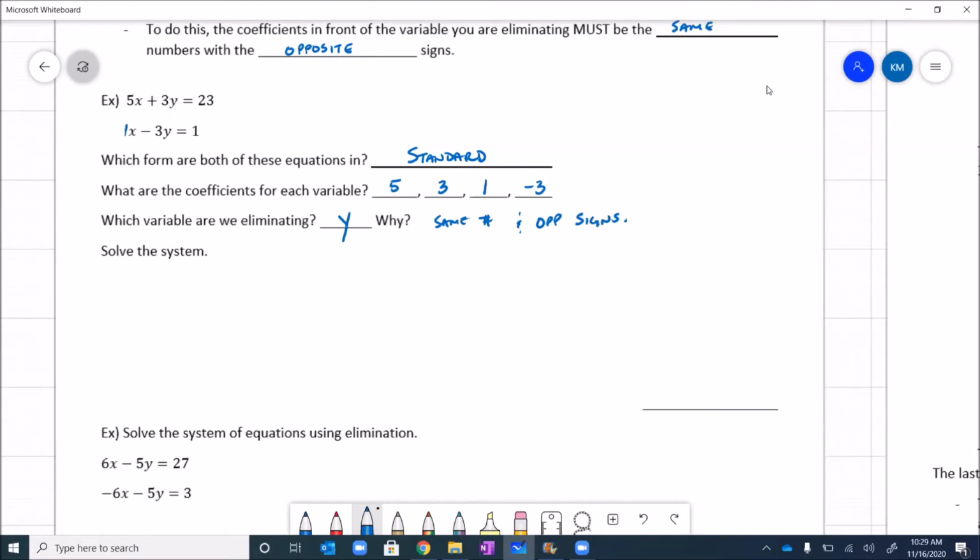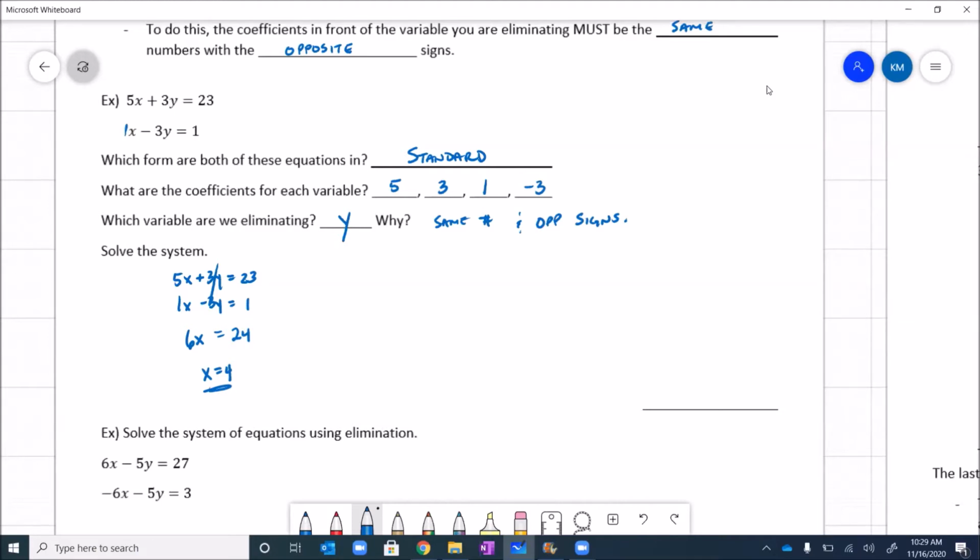So let's solve the system. Here's how it works. When we have the same number and opposite signs, we are able to add these two equations together. And when we add these equations together, 5x plus 1x gives us 6x. 3y minus 3y cancels out, 0y. 23 plus 1, 24. So 6x equals 24. Divide by 6, x equals 4.